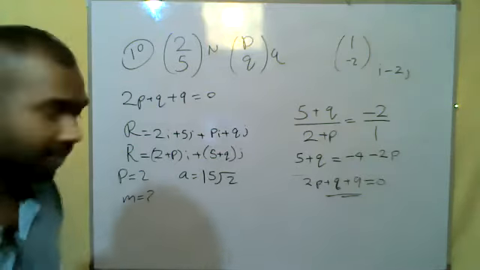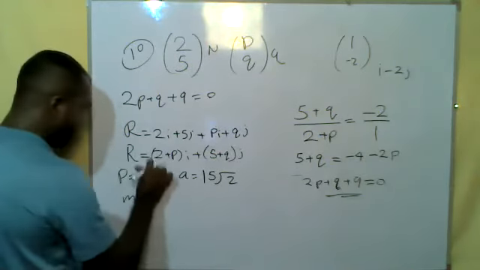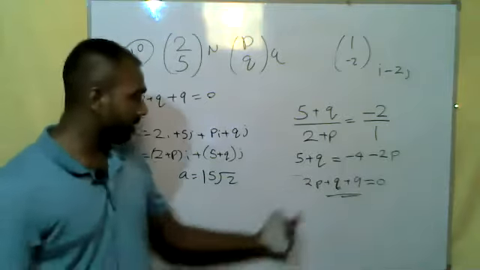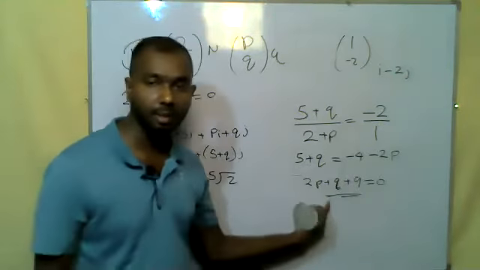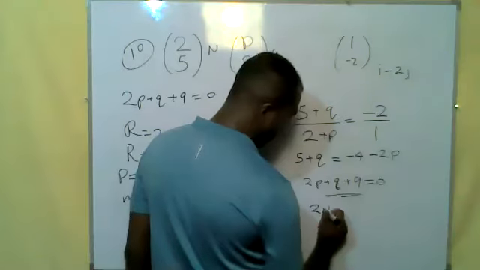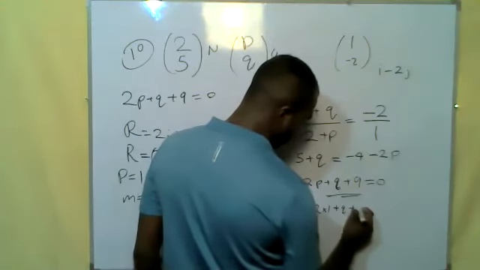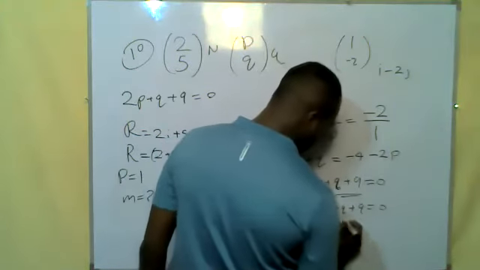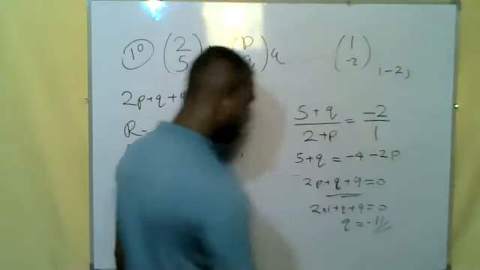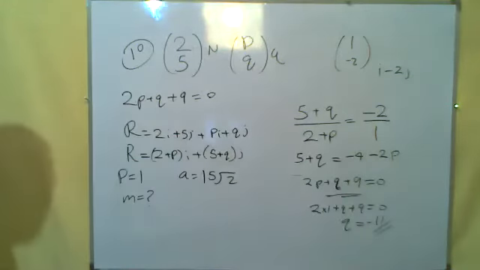Thank you very much, Namita. P equals 1, no? Yeah, thank you. So when P is 1, 2 times 1 plus Q plus 9 equals 0. So Q should be equal to how much? Minus 11. Q is equal to minus 11.